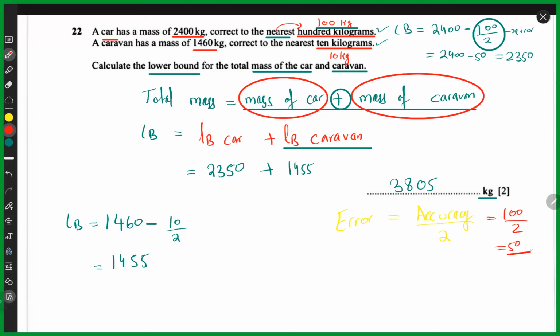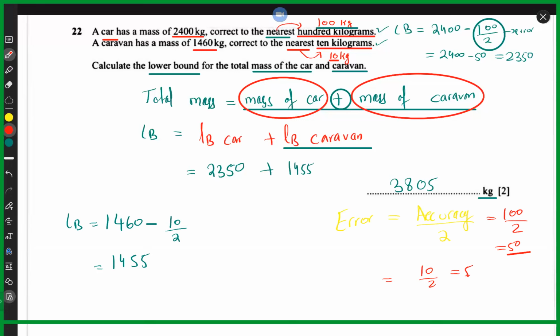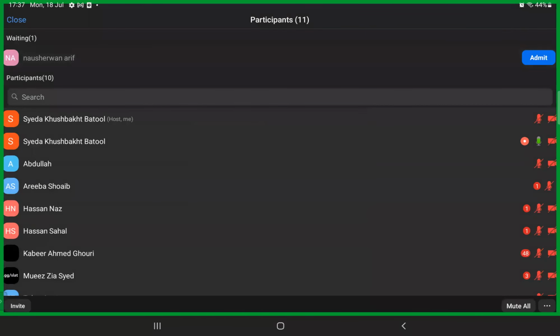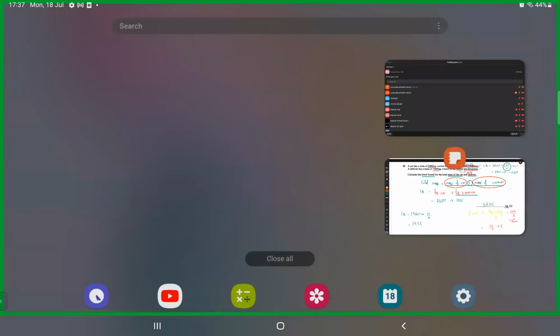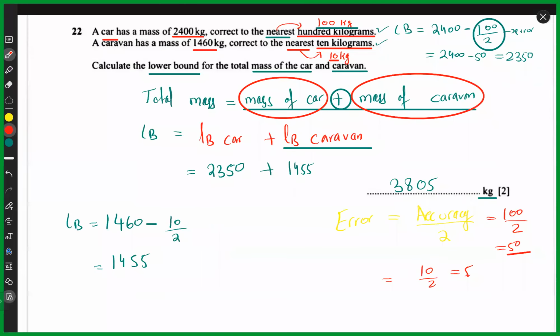This is for the car. If I talk about the caravan, again, error is accuracy by 2. And what is the accuracy for caravan? The word nearest has a 10 after it. Okay, 10. 10 divided by 2 would give you 5. So for every quantity, the accuracy and the error would be different, and we find accuracy by looking at the number written after nearest. Okay, this time around, I agree we did not have a figure directly, but still it said 100 kgs or 10 kgs. So 100 means 100 and 10 means 10. Okay.